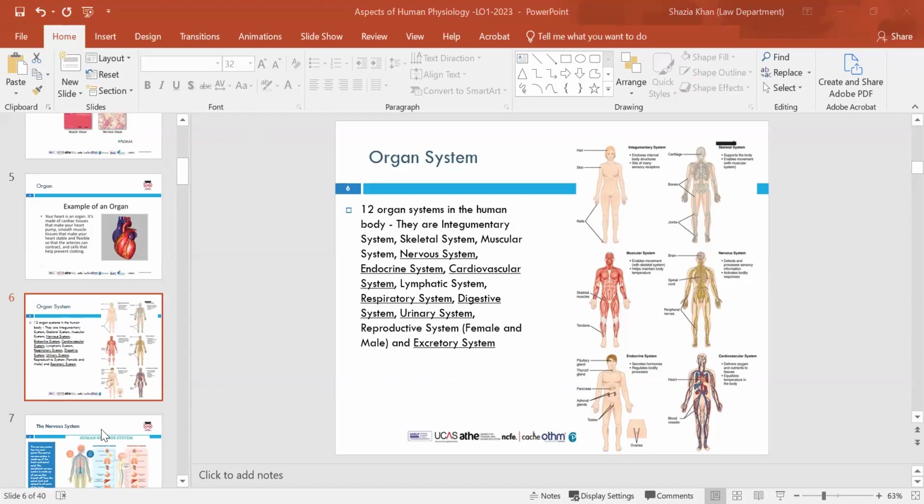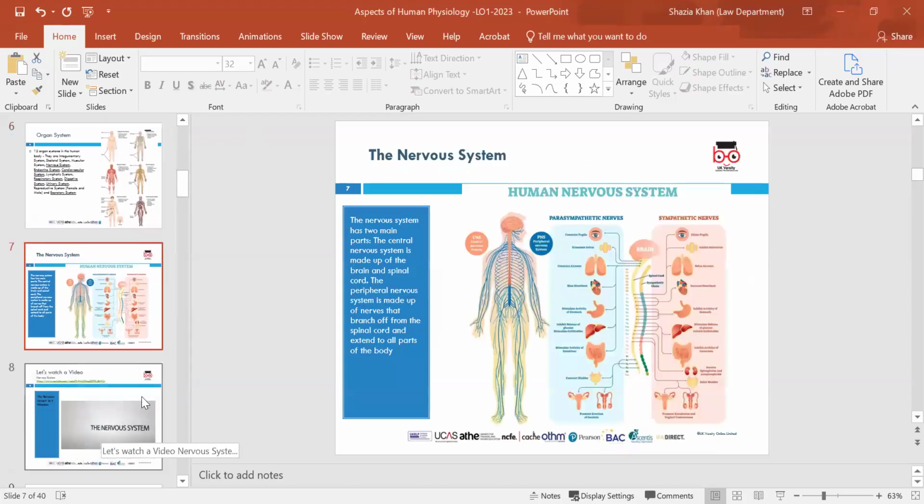And then we have the nervous system as well. Your nervous system is your body's command center. It's made up of your brain, spinal cord, and nerves. Your nervous system works by sending messages or electrical signals between your brain and all other parts of your body.